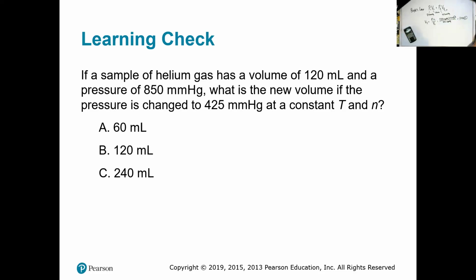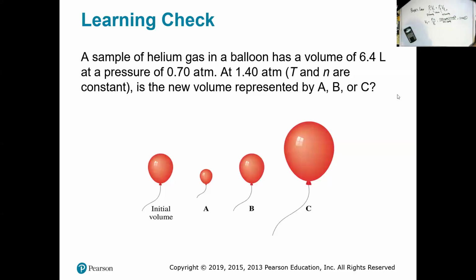All right, a sample of helium gas in a balloon. Oh, let me share that screen again so you can see what I'm seeing. A sample of helium gas in a balloon has a volume of 6.4 liters at a pressure of 0.7 atmosphere. At 1.4 atmosphere, is the new volume represented by A, B, or C? All right, so now in this visual, this is our initial volume. So this volume is supposed to represent 6.4 liters. Balloon A represents a volume that's smaller. Balloon B represents a volume that looks to be the same. And balloon C represents a volume that looks to be larger.